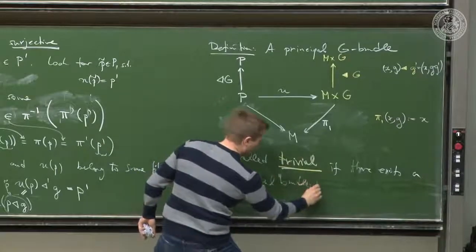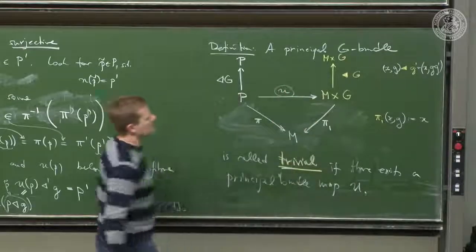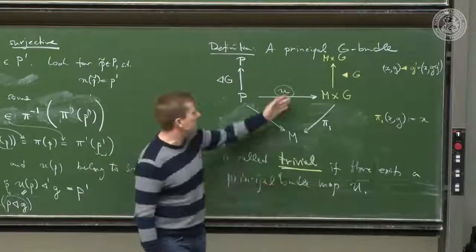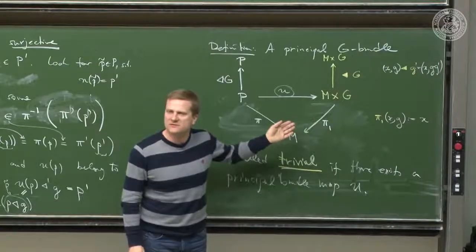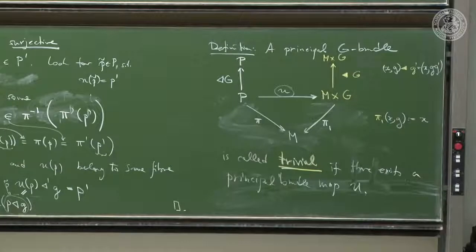Principal bundle map U, like this one. Because if there is such a principal bundle map, it's automatically a diffeomorphism. So we just need to check whether there is a principal bundle map.